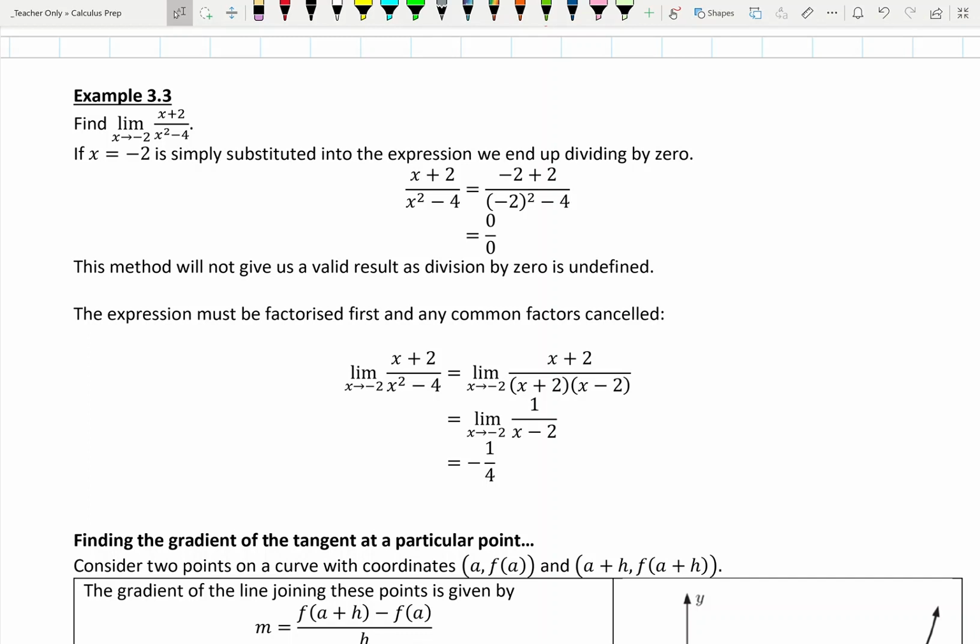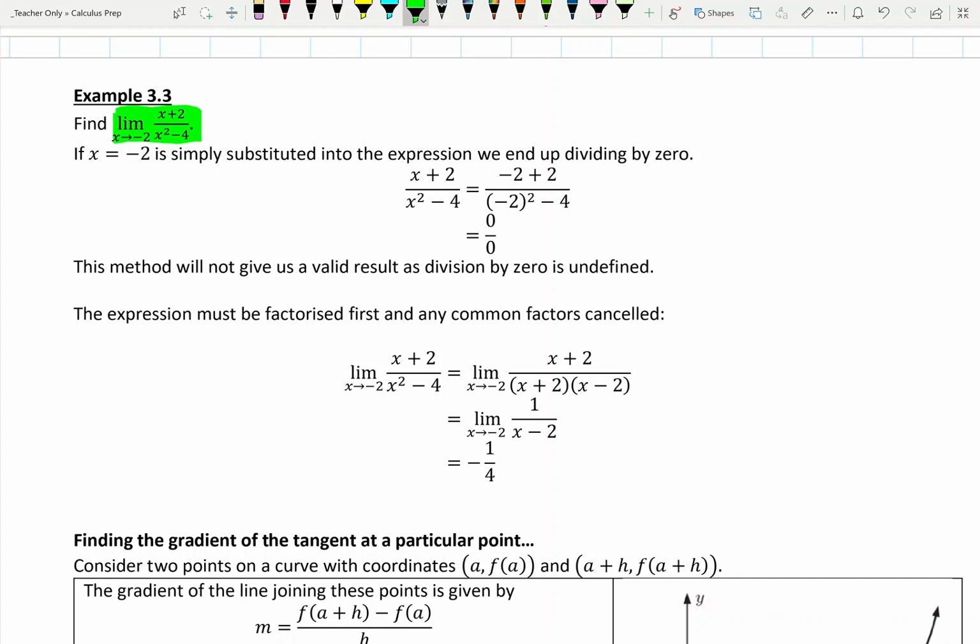In example 3.3, we're going to have a little bit more of a closer look at what this limit word actually means mathematically. So if we're trying to calculate the limit as x approaches -2 of (x + 2)/(x² - 4), really what we're wanting to find is what is the function doing at x = -2. Does the function have a value at that point, or is the function undefined at that point?